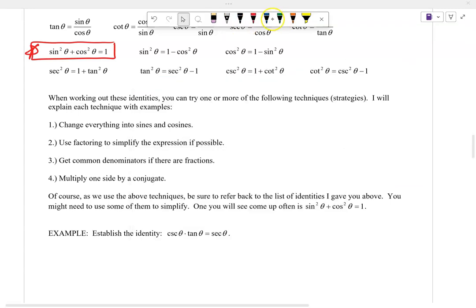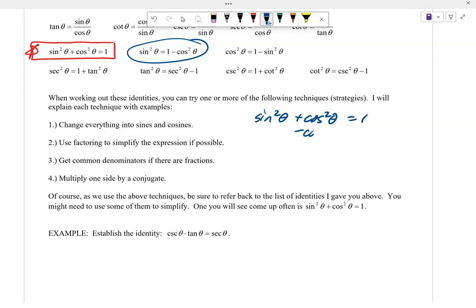Now, if you know that sine squared plus cosine squared equals 1, all these other ones come from that. So notice if I solved for sine squared, I get sine squared is 1 minus cosine squared. If I solve for cosine squared, I get cosine squared is 1 minus sine squared. If I take this sine squared plus cosine squared equals 1, let me divide everybody by cosine squared.